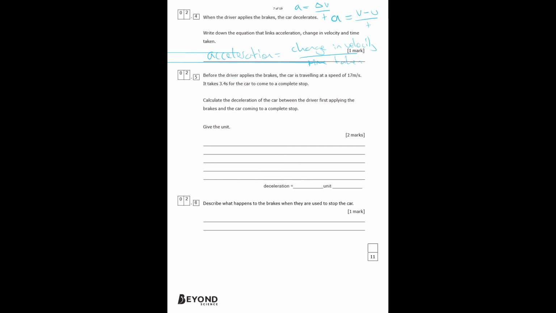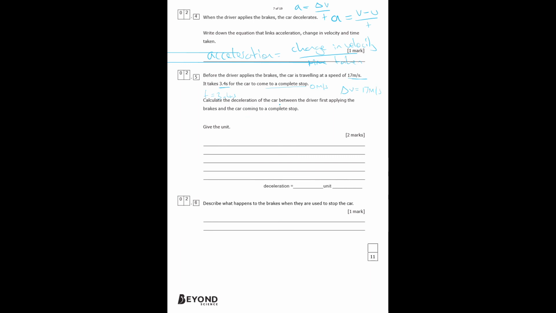Right, 2.5. Before the driver applies the brakes, the car is travelling at a speed of 17 meters per second. It takes 3.4 seconds, t equals 3.4 seconds, for the car to come to a complete stop. The car's final speed is therefore 0 meters per second. The car's change in velocity has therefore been from 17 meters per second to 0 meters per second. That's a total change of velocity of 17 meters per second. So we can write delta v equals 17 meters per second.